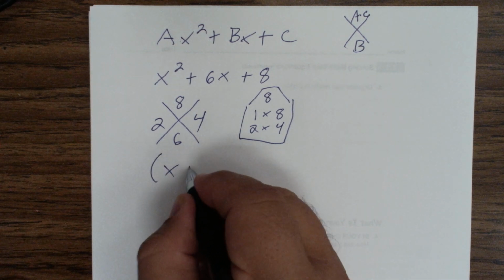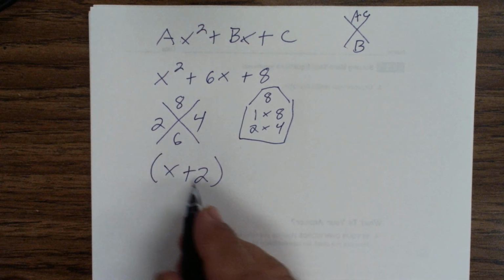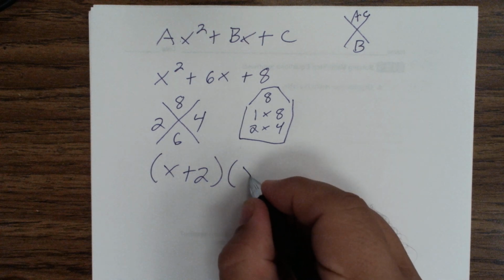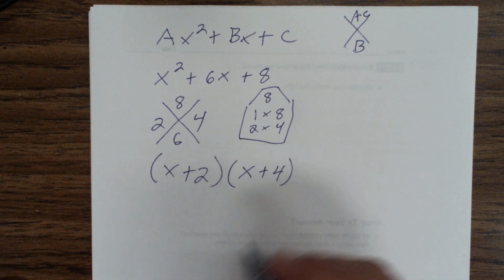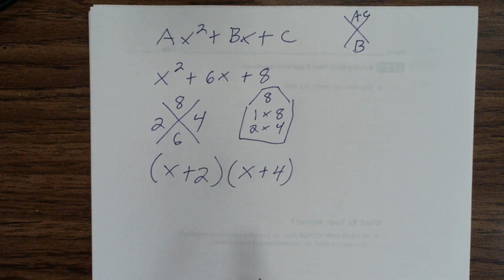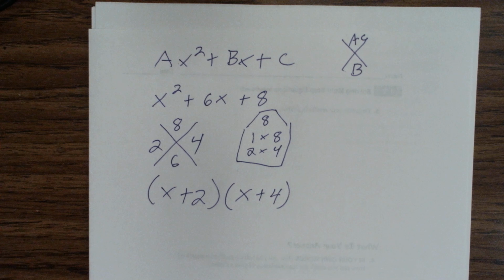And so then we just say x plus 2, and that 2 came from over here, times x plus 4, and that 4 came from over here, and so that is x squared plus 6x plus 8 factored. So let's look at another problem.